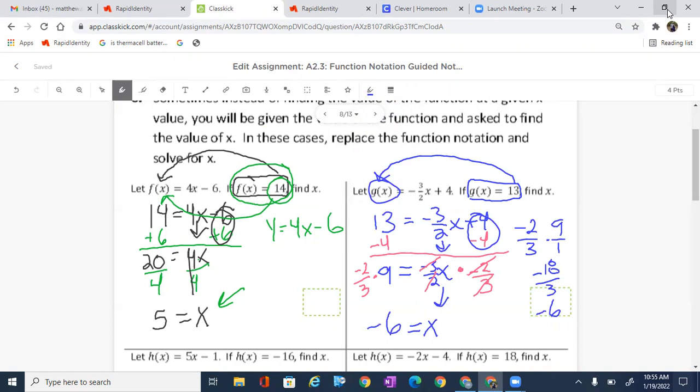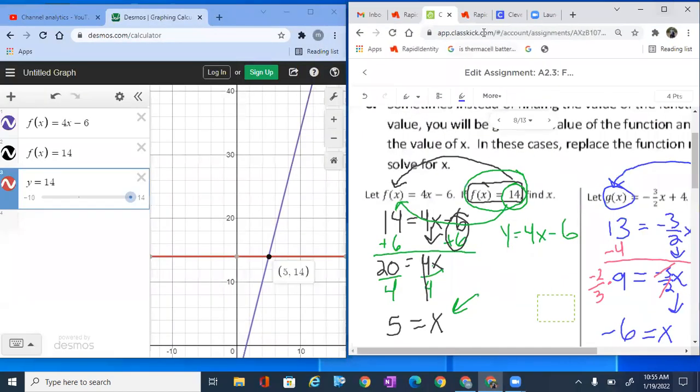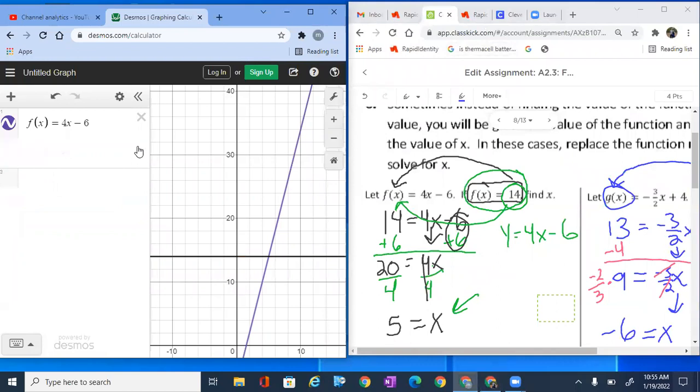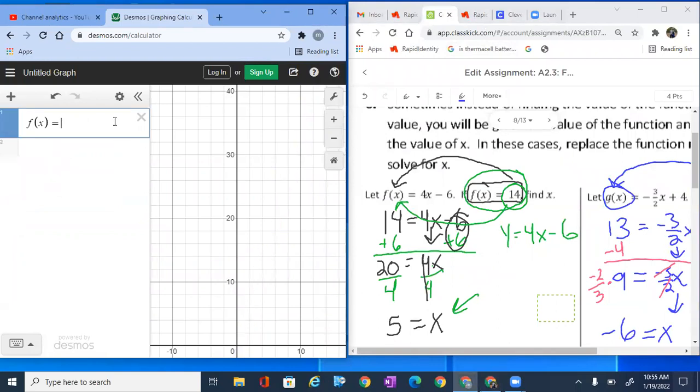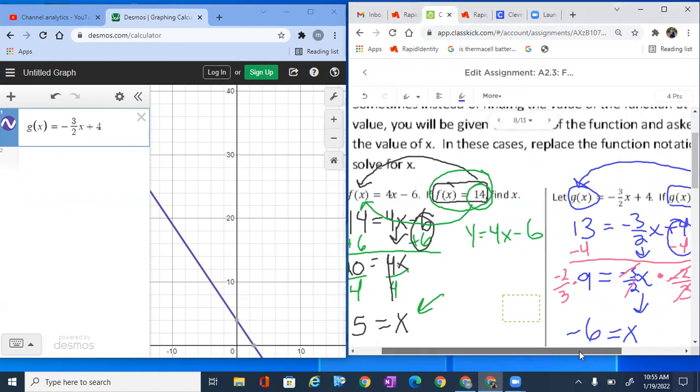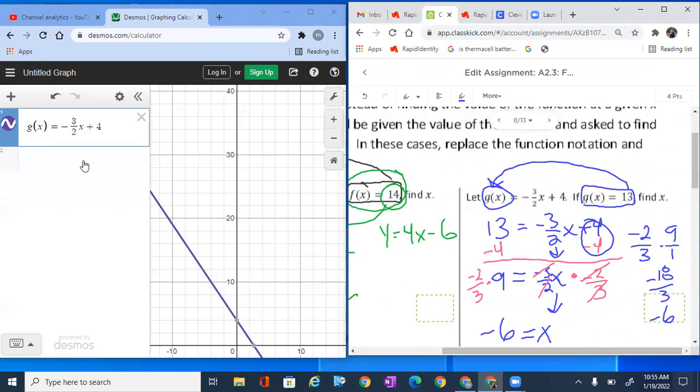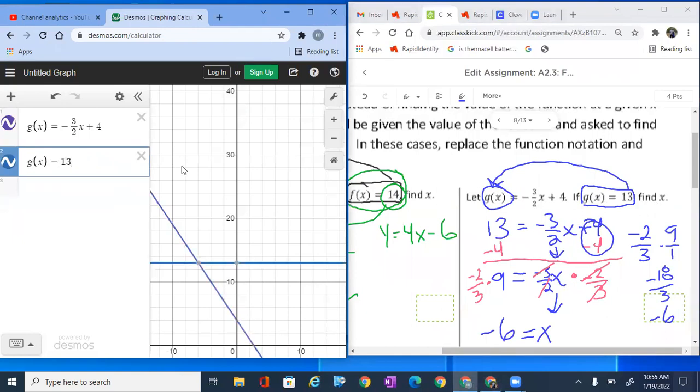Negative 18 over 3 is negative 6, or negative 18 divided by 3, which is negative 6. Now, let's go to Desmos. Let's just verify our answers because that's part of this. We're going to check our answers. I'm going to type in negative 3 over 2x plus 4. And let's go ahead and rename it. I'm going to rename it g of x. And then what we were looking for was g of x equals 13. So I'm going to type in g of x equals 13. I'm going to look for that intersection. Notice our answer is negative 6, 13, so it verifies that.